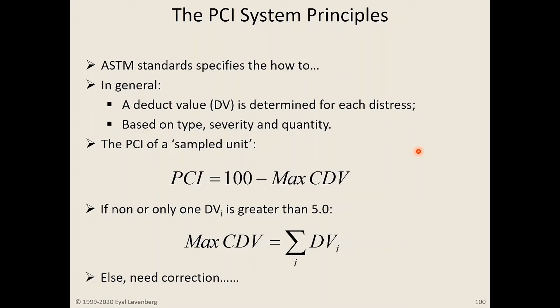So we can imagine that the pavement starts with a grade of 100 out of 100, and then we deduct points based on distress that is observed. And the type of distress, the severity, and the quantity define the deduct value.